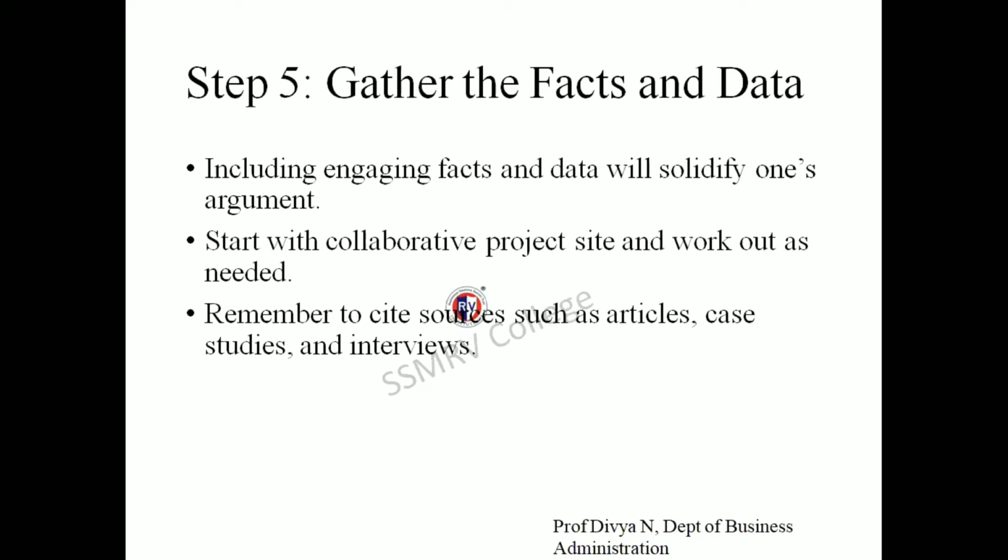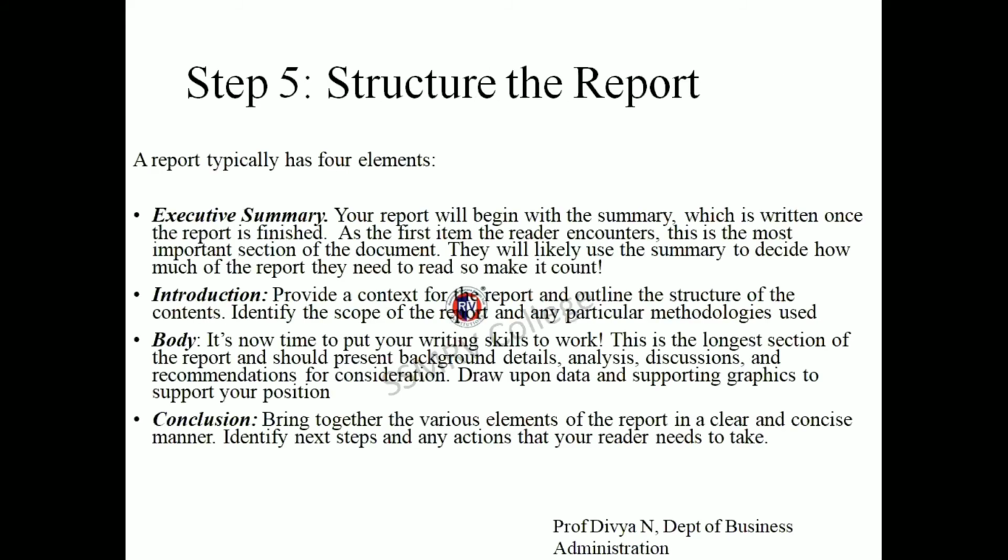So this is about step 5, where the researcher will have to collect the necessary facts and data that is going to support his research outcomes. Step 6 talks about the structure of the report. It talks about the 4 main sections of a particular research. Here they are the executive summary, introduction, body, and conclusion.